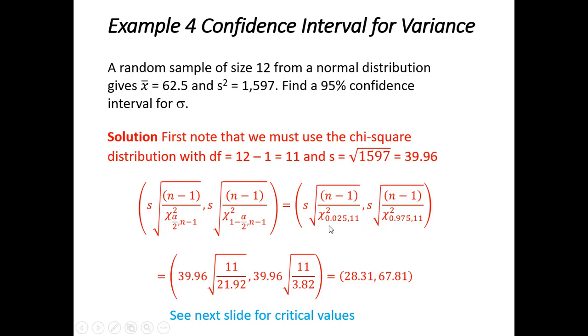Now I need to find values from the chi-square distribution. This first one is alpha over 2, so I want the chi-square value of 0.025. And you should also note a 95% confidence interval implies an alpha of 0.05. So if alpha is 0.05, alpha over 2 is 0.025. So let's check the value that we get. Degrees of freedom is 11.